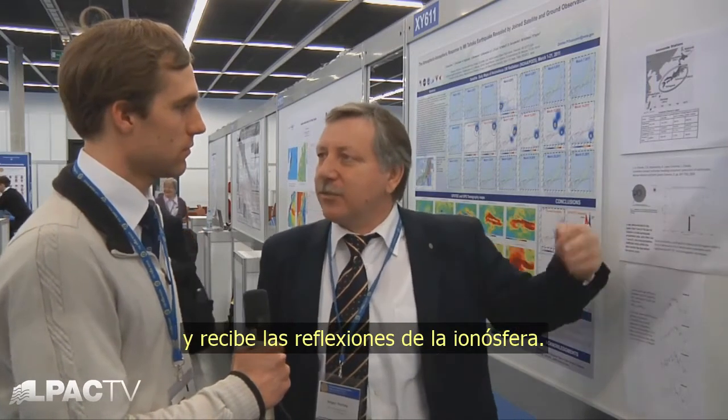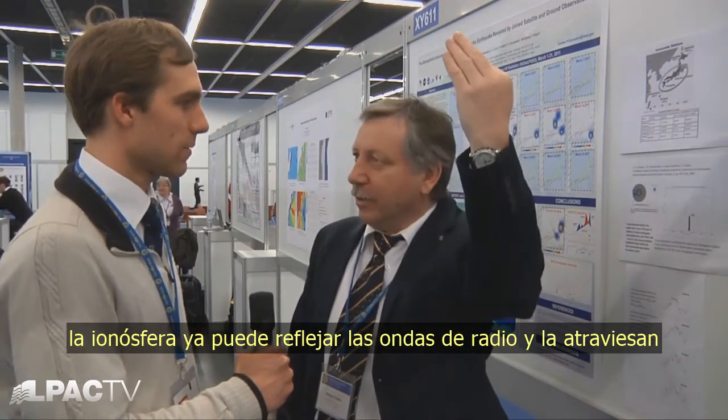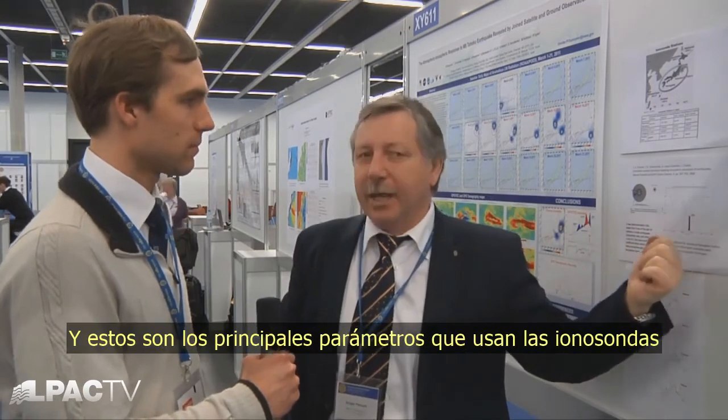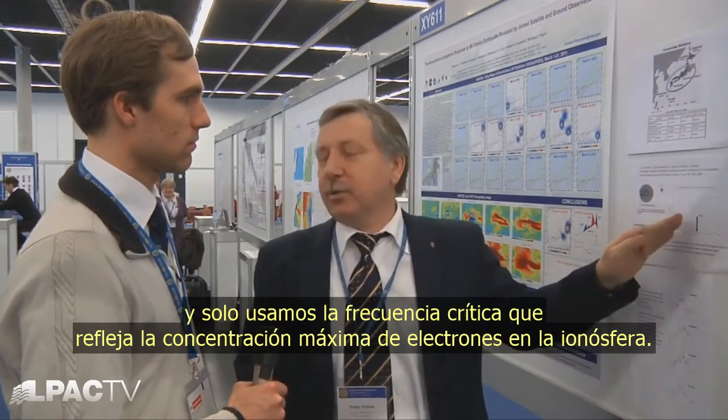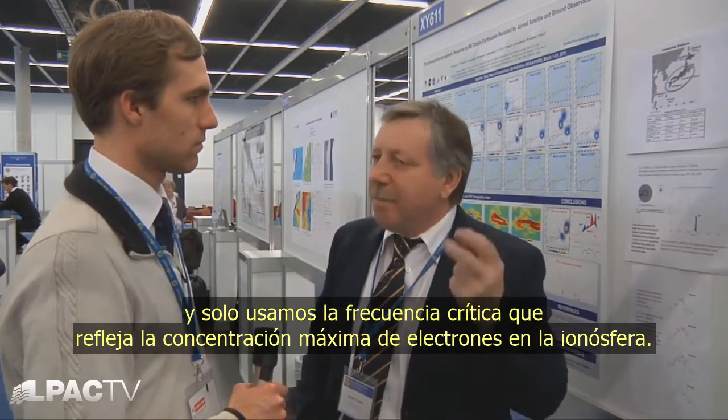So the ionozone starts to send pulses from 1 megahertz and goes up to 20 and receives the reflections from the ionosphere. At a specific frequency, which is named the critical frequency, the ionosphere is no longer able to reflect the radio waves and they pass through. And this is the main parameter used by the ionozone, and we use just the critical frequency, which reflects the maximum electron concentration in the ionosphere. So, from the year 2011 we subtract 2010.